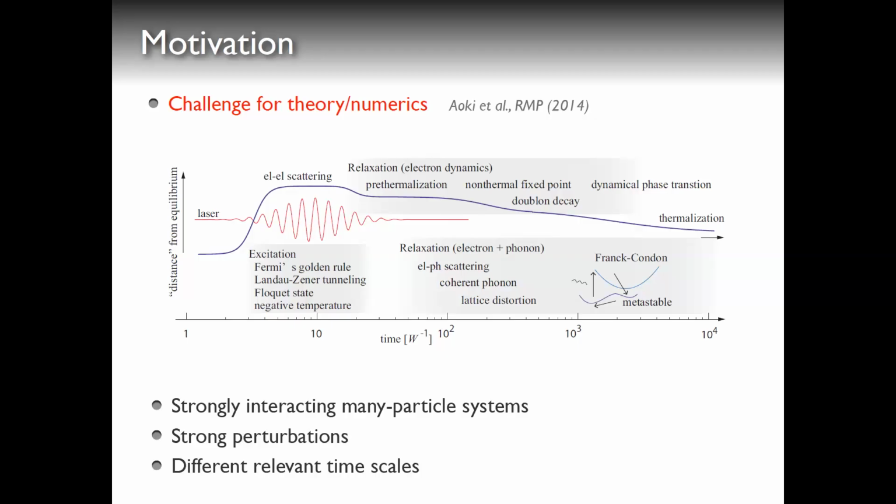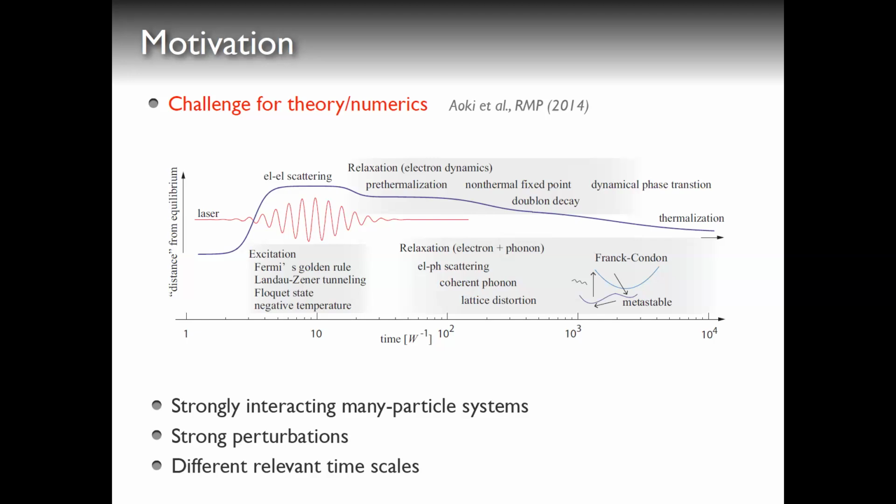And the least obvious, but nevertheless big challenge is that in the non-equilibrium dynamics, there are typically different relevant time scales which come into play. The excitation process typically happens on the time scale of femtoseconds. That's the hopping time scale of electrons in solids. Then if the laser pulse has many cycles, the material can transiently switch into a so-called Floquet state, where the behavior can be very different from that of the equilibrium system.